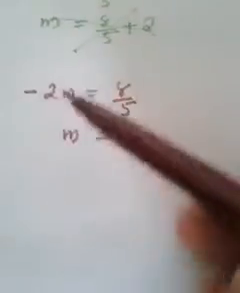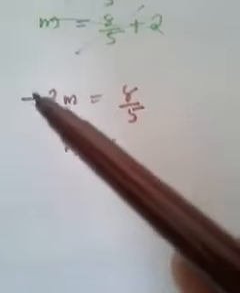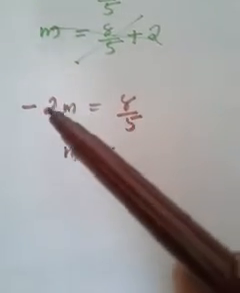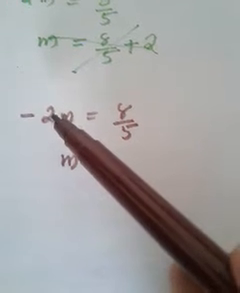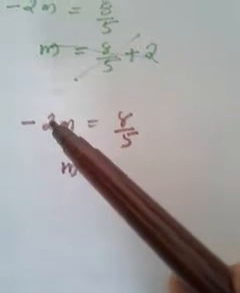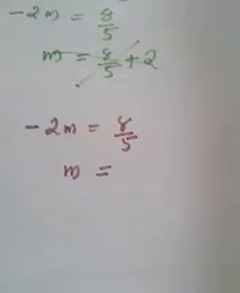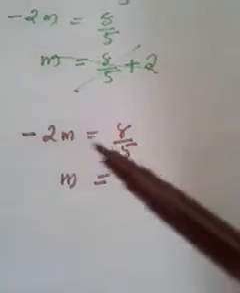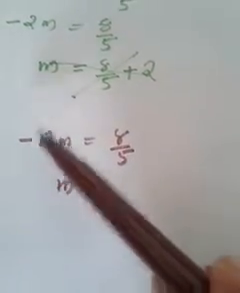Why? Because here -2 is not added with the m. Here -2 is not subtracted. Here, in between -2 and m, the operation is not addition or subtraction. If it is addition or subtraction, when you take the -2 to the right side, it becomes +2. I repeat, if the operation in between is addition or subtraction, if you take -2 to the right side, it becomes +2.